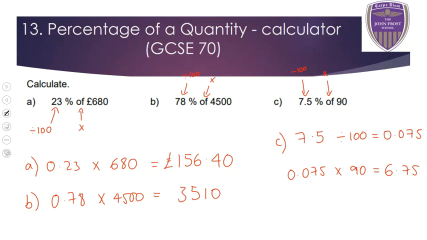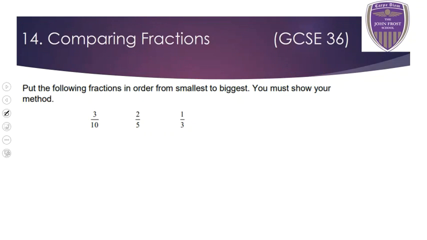So finding a percentage of a quantity using a calculator should be simple. Moving on then, comparing fractions. So this says put the following fractions in order from smallest to biggest. Remember that could say ascending as well, or descending. You must show your method. So it's not about guessing which one's the biggest. We can't compare these fractions unless we make the denominators the same first. So we need to think of a number now that 10 and 5 and 3 all go into. And we'll just make 3 equivalent fractions, and then it's easier to compare them.